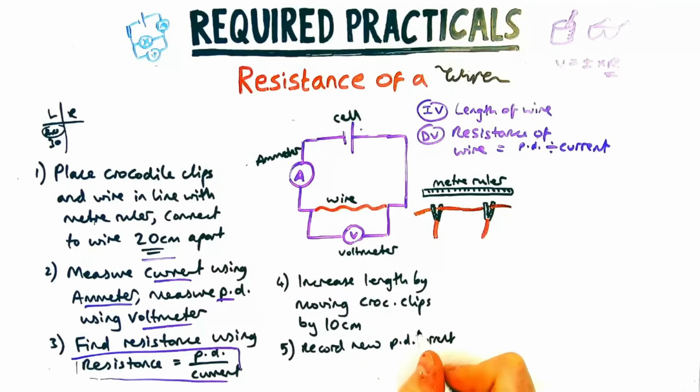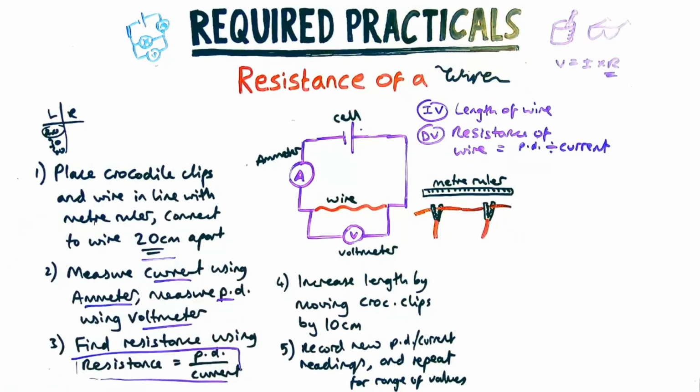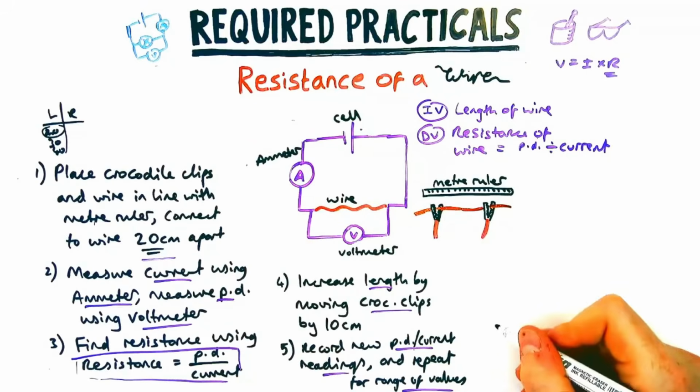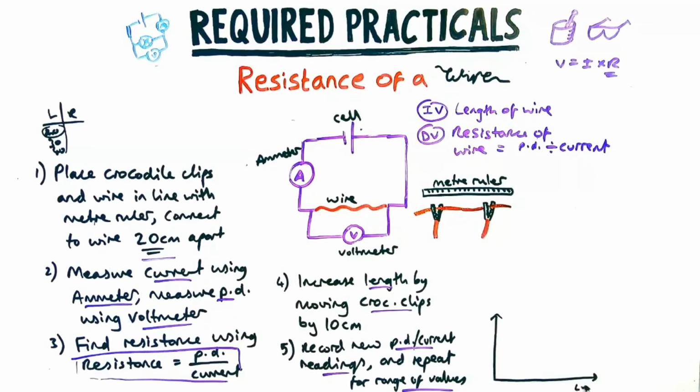Then record the new potential difference and current readings. Then we're going to repeat. You don't have to mention exactly the range you go up to, but let's say it goes 20, 30, 40, you go up 20, 30, 40. If it says 30, 50, 70, you mention 30, 50, 70. You want a range of values.